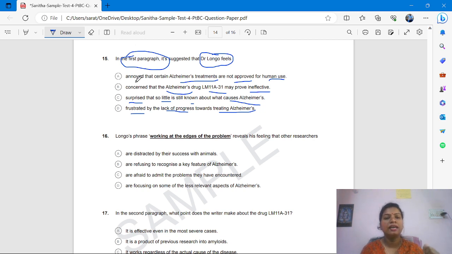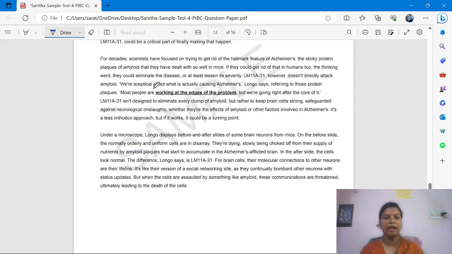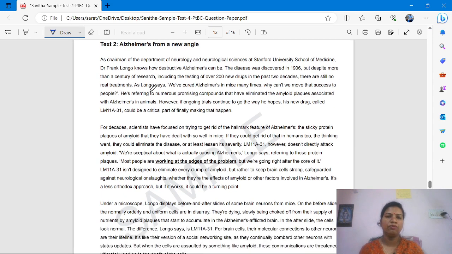We have to find the correct answer, so keep the question in mind, then come to the paragraph. Read the paragraph and connect your options with it. That is how we are going to find the correct answer. So what is the first paragraph saying? Just read it. Don't read very fast. Read and understand, and wherever you want to give stress, give stress. The way you read, definitely you will get the answer.